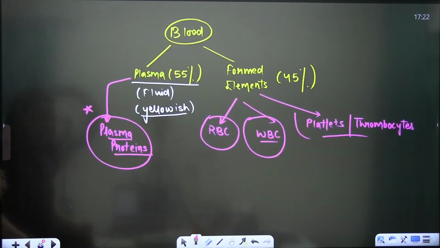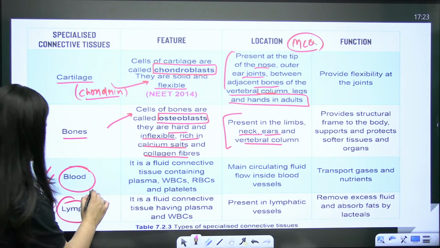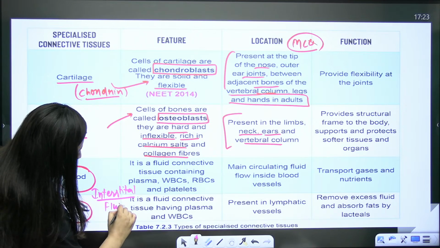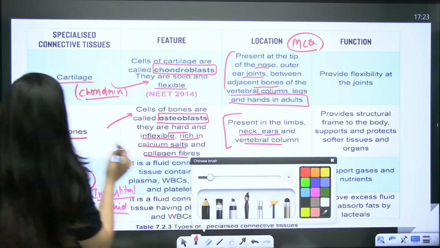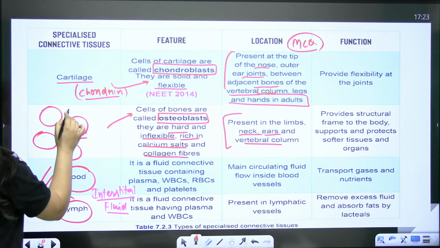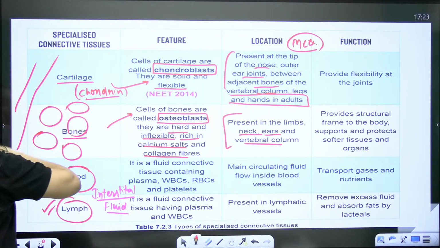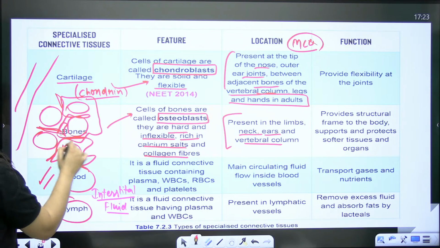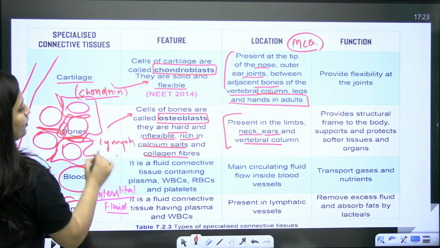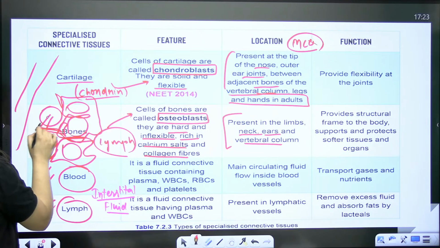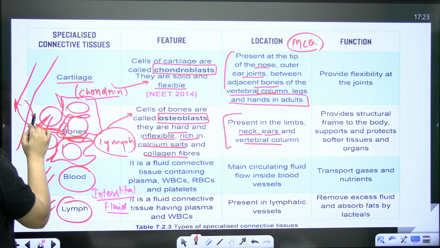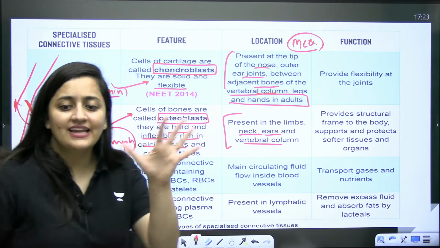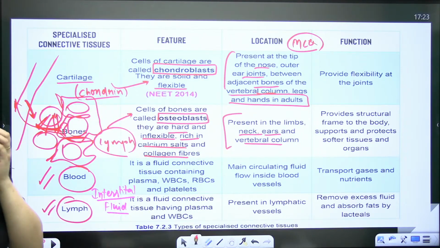And then comes the lymph. Bache, lymph is also known as interstitial fluid. It is also known as the middleman. Suppose here you have the cells, and here you have the blood capillary. In between these cells you will find the fluid, that is your lymph. It will take material from the cells and give it to the blood. Whatever is diffused from the blood will first enter the lymph, then go into the blood. So it is acting like the middleman.